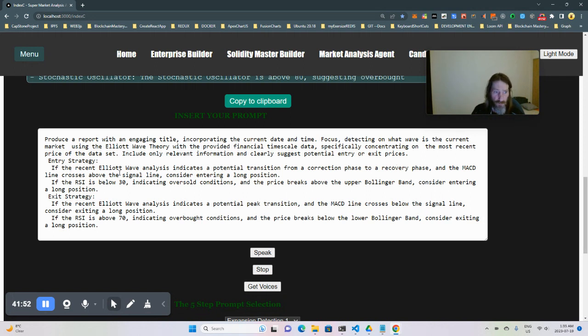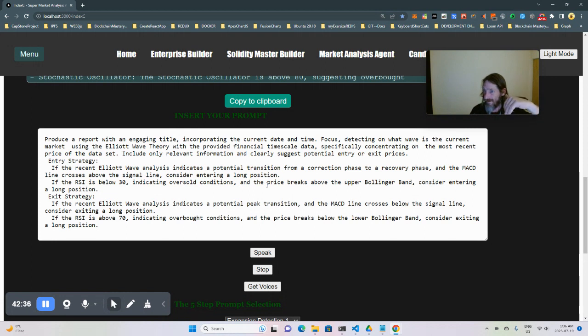Entry strategy. If the recent Elliott wave analysis indicates a potential transition from a correction phase to a recovery phase, and the MACD line crosses above a signal line, consider entering a long position. So correction means it's probably going down, a downward slope, and then the recovery. If the RSI is below 30, indicating oversold conditions, and the price breaks above the upper Bollinger Band, consider entering a long position.